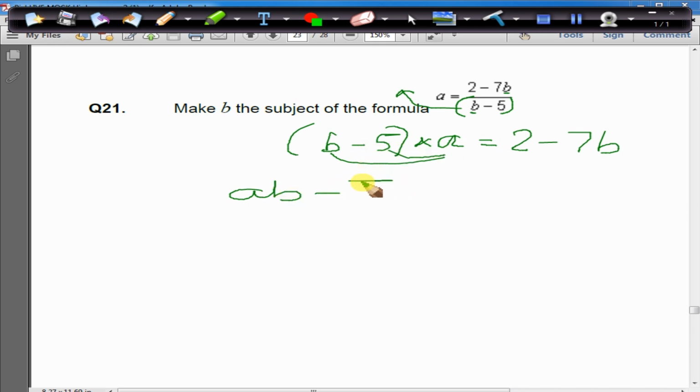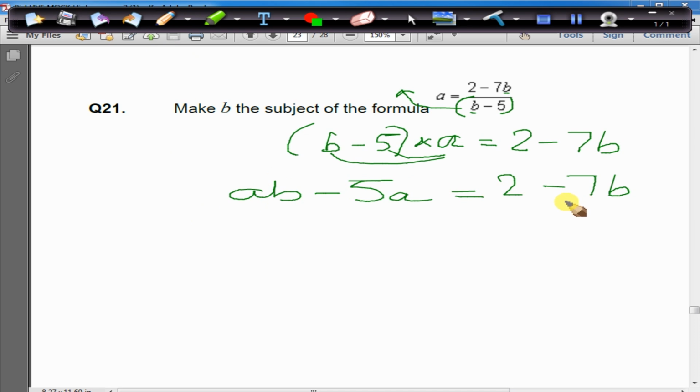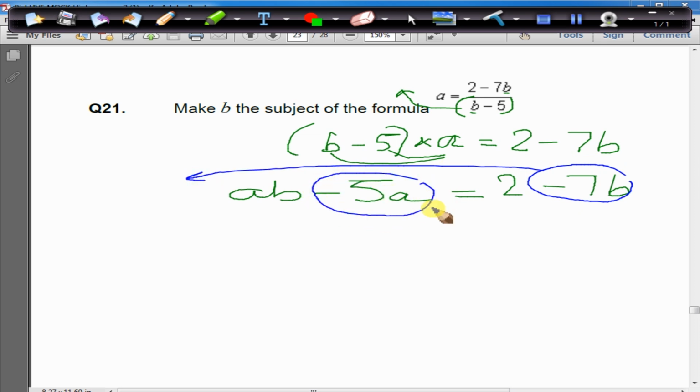Minus 5 times a is minus 5a. Okay, 2 minus 7b. Copy down. Okay. You got that? Now we need to get the b's onto one side. Is that right, folks? Yeah. Because we've got b here and a b there. Let's get the b's together. Let's grab this one here and take it from the right hand side to the left hand side. We take the minus 5 from the left hand side to the right hand side.